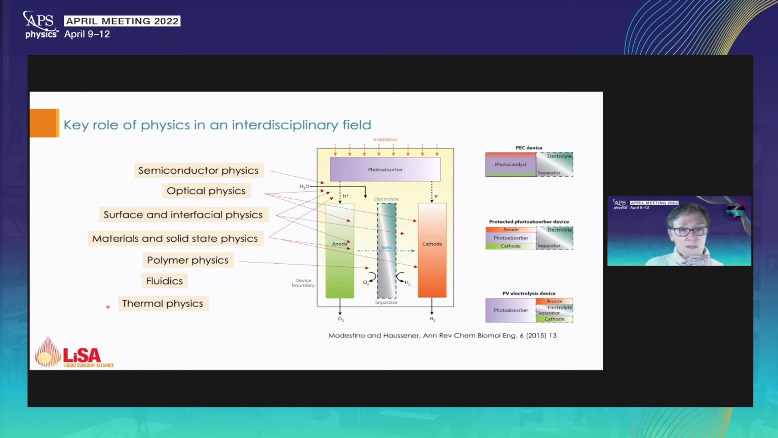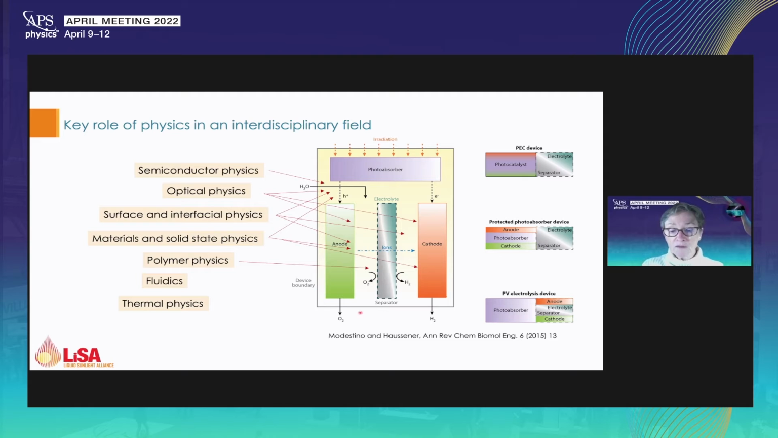So where does physics come in here? We've been talking so far a lot about chemistry, but I want to focus on the important physics that has to be done to do this right. Of course, there's semiconductor physics because the photoabsorbers are semiconductors in order to generate the electrons and holes. But also there's a very important role for optical physics, for surface and interfacial physics, materials and solid state physics, and polymer physics. These are the more active areas. This one maybe is not as active as it should be, I would say. Fluidics and thermal physics are also really important.